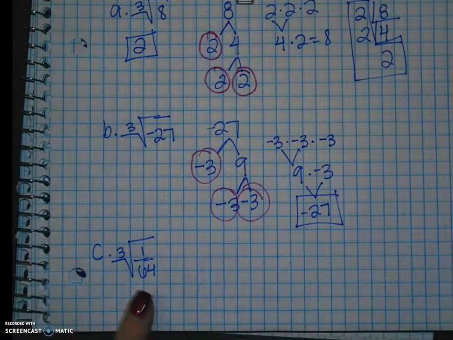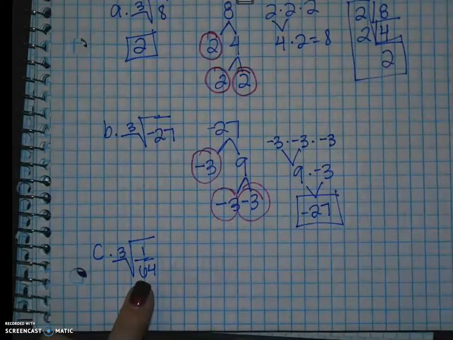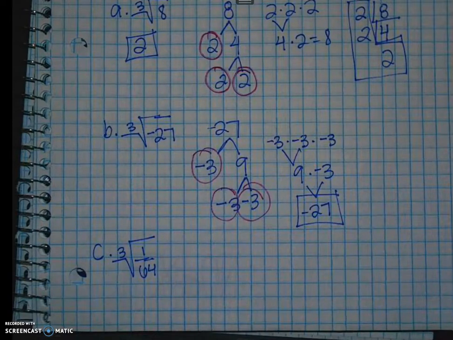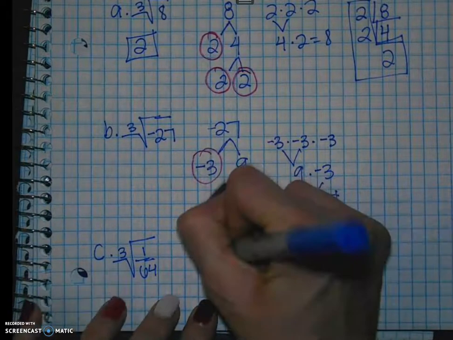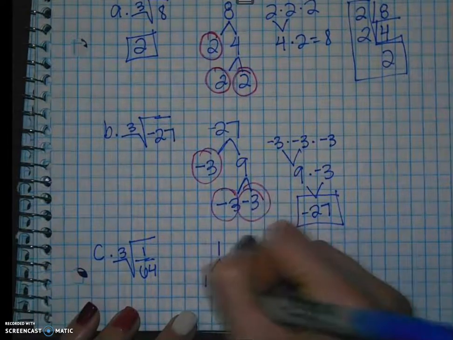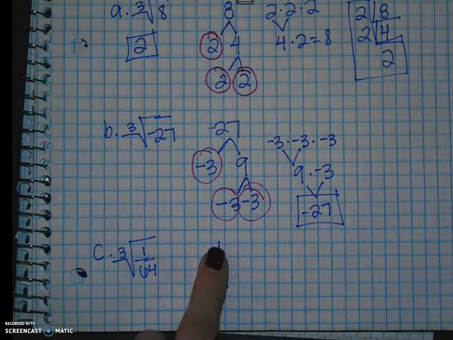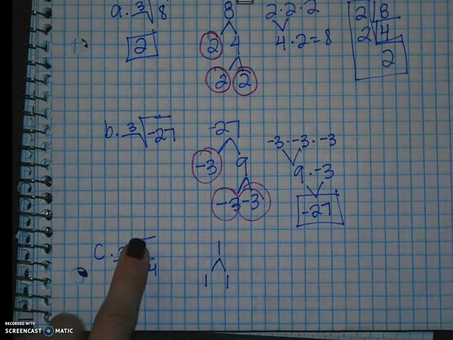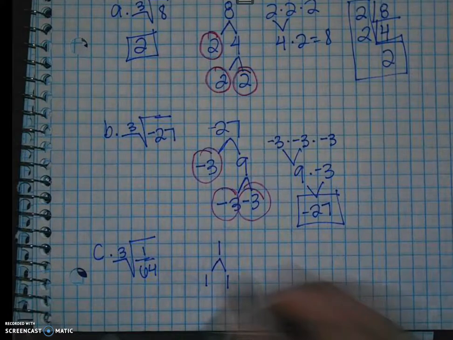Now I'm going to show you one more example with these, and this one has a fraction. Okay? So don't be worried about the fraction. Think about it this way. If we do the prime factorization of 1, what number times itself twice gives you 1? Well, your only possibility is going to be 1, because 1 times 1 times 1 gives you 1. So you know your top number will be 1.